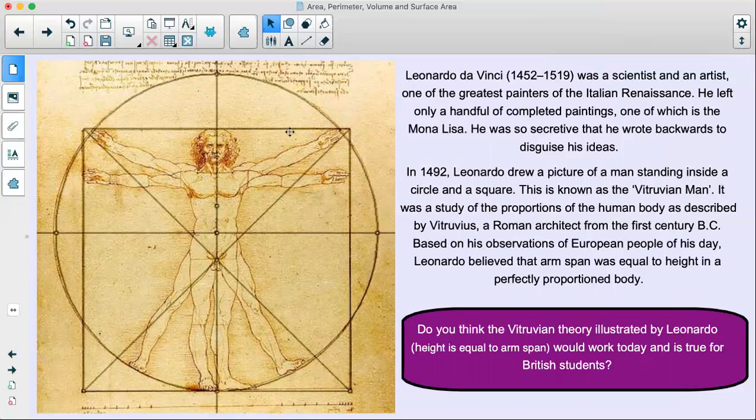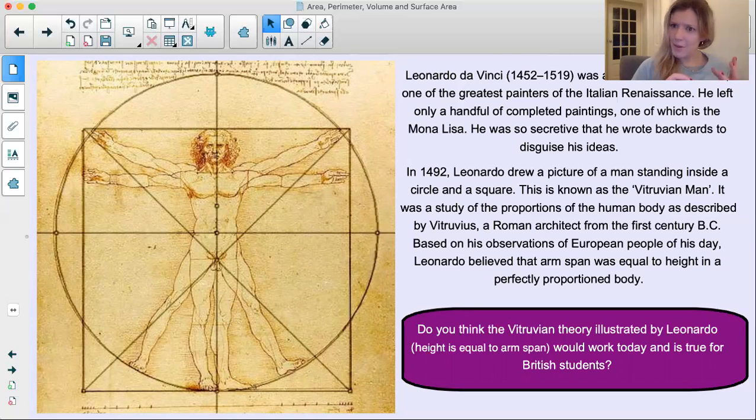So we have Leonardo da Vinci, who was a scientist and an artist and one of the greatest painters of the Italian Renaissance. Very accomplished man. He left only a handful of completed paintings, one of which is the Mona Lisa. He was so secretive that he wrote backwards to disguise his ideas. Was he mad? Was he crazy? Was he both? I don't know.